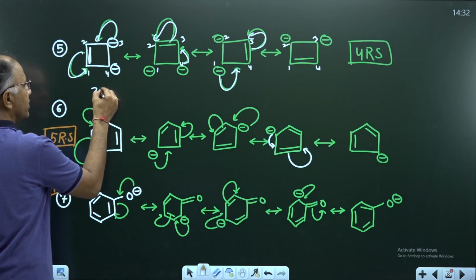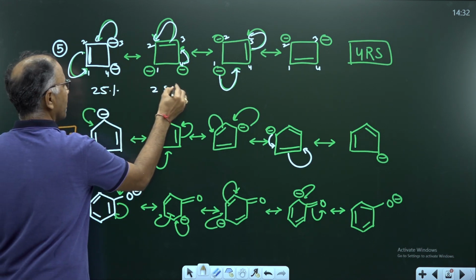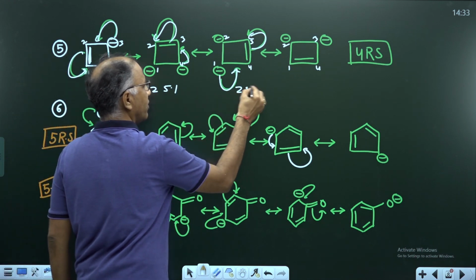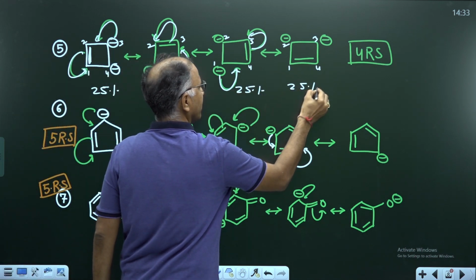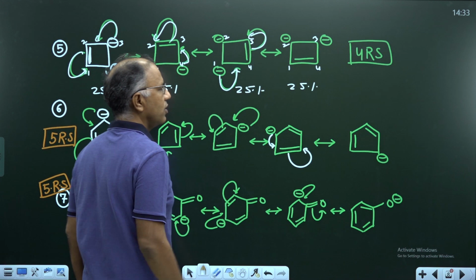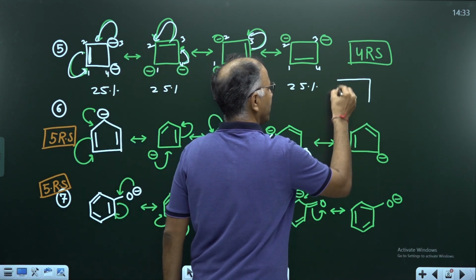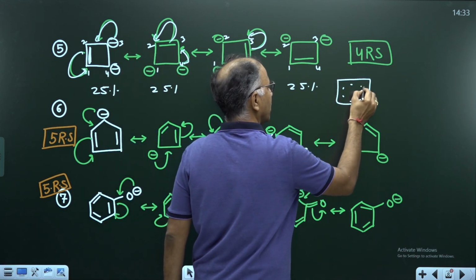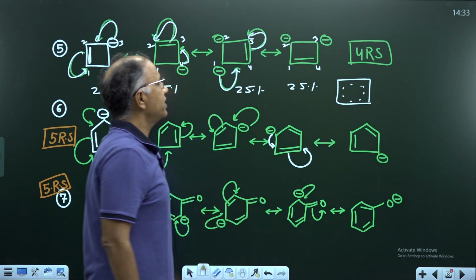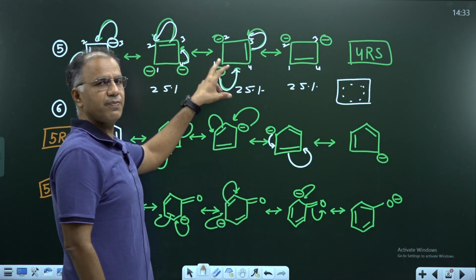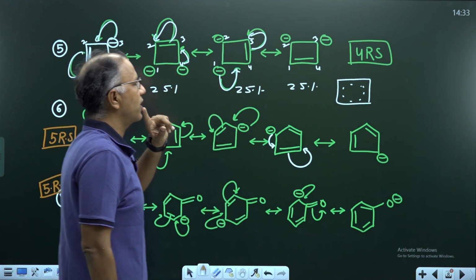So what is the contribution in resonance hybrid? They all contribute 25%, means 1/4 contribution. So can we draw the hybrid? Yes, we can draw the hybrid. What is the net charge on the resonating structure? Net charge is -2. This means -2 is equally delocalized among 4 carbon.